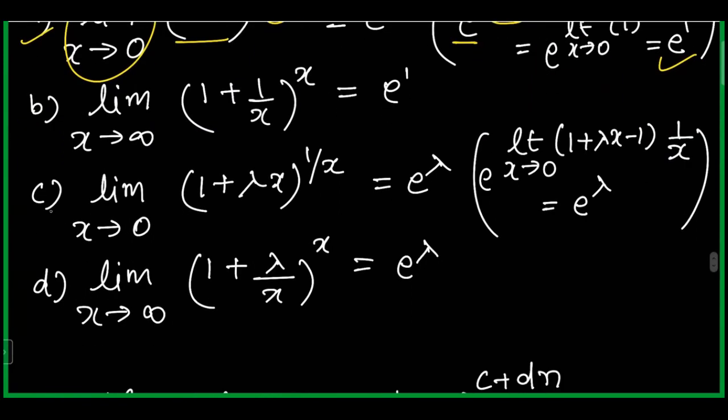Similarly, we can verify this in the third as well. You can verify yourself in C and D. I will verify this in the third for you. So how we can do is, again, the same process. It is giving you 1 raised to power infinity form.